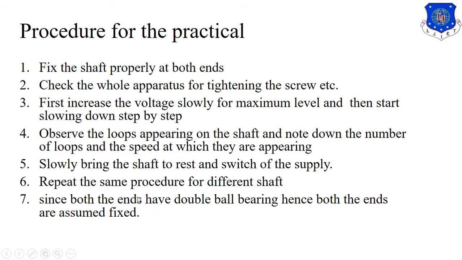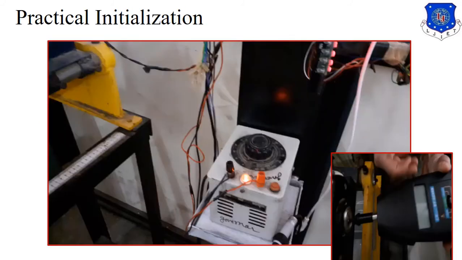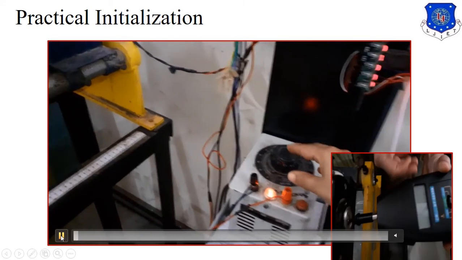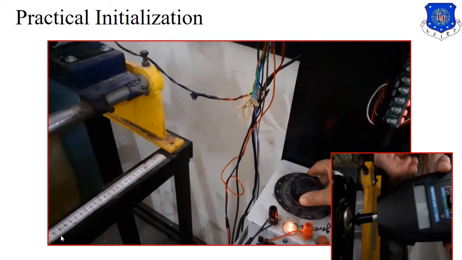Now slowly bring the shaft to rest and switch off the supply. Then repeat the same procedure for a different shaft. Here in this case, I am showing you only a single one. As I mentioned, because both the ends are fixed, we can only see a single loop. Now let us carry out our procedure. So for this, let us increase the speed.